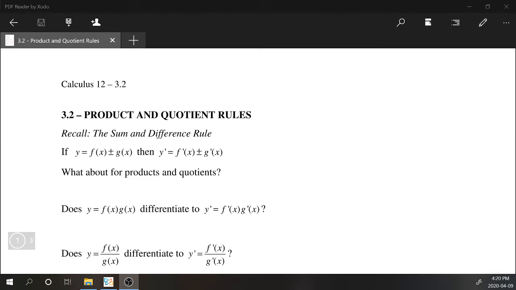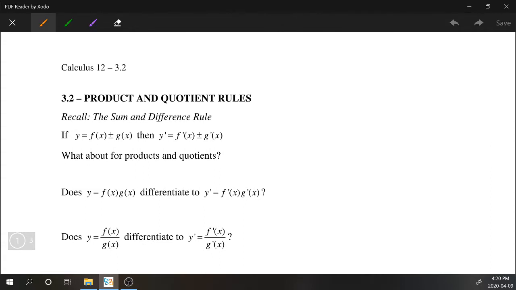Hello everyone. We're going to go over section 3.2 today, product and quotient rules. We're actually going to do this in two parts. Today I'm just going to go over the product rule, and then the next day I'm going to go over the quotient rule.